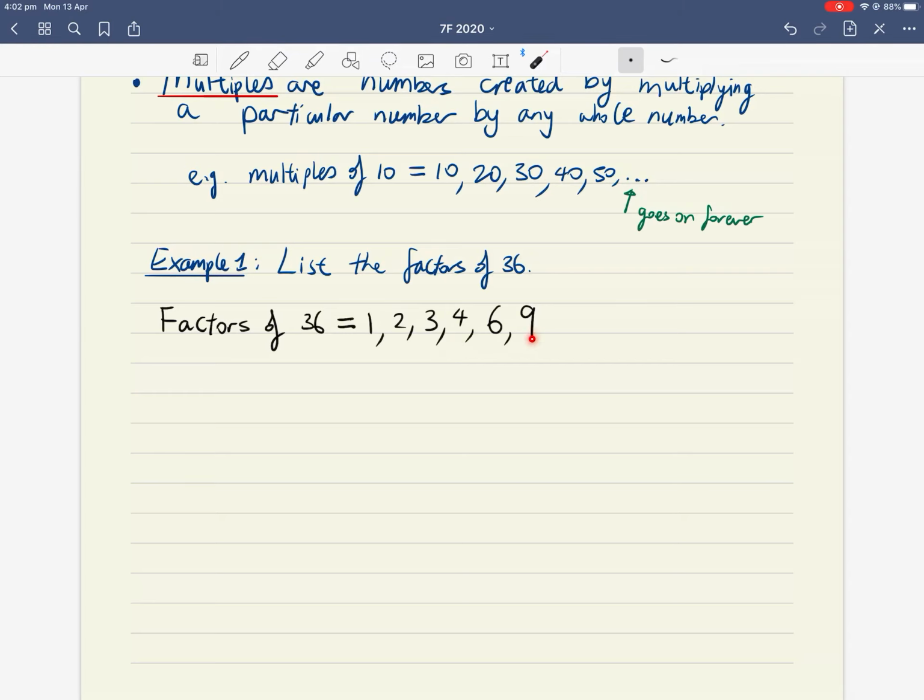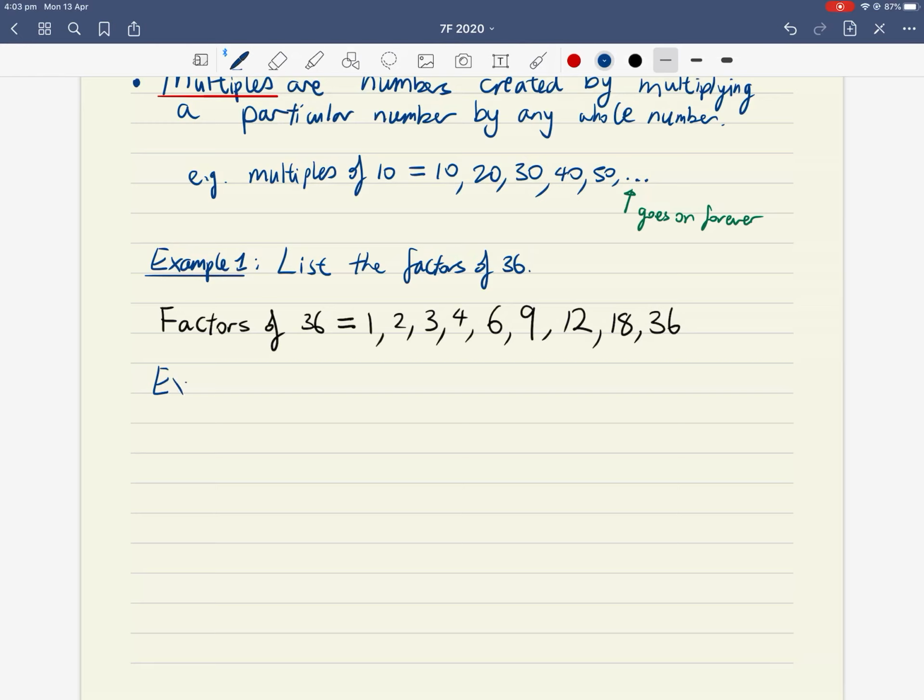And now you see that these are pairing up. So 4 times 9 is a pair. 3 times 12 is 36, that's the other pair. 2 times 18 was 36, and 1 times 36 is also 36. So we have 1, 2, 3, 4, 6, 9, 12, 18 and 36 as the factors of 36. And as I said before, even though 6 times 6 is 36, you only write the factor 6 once.